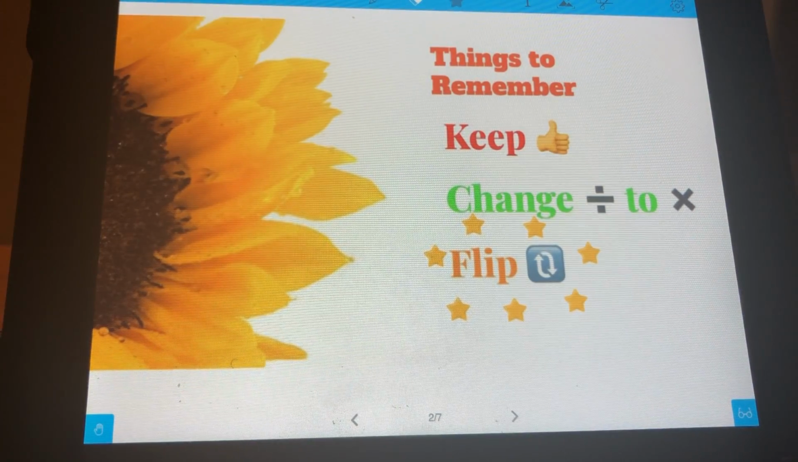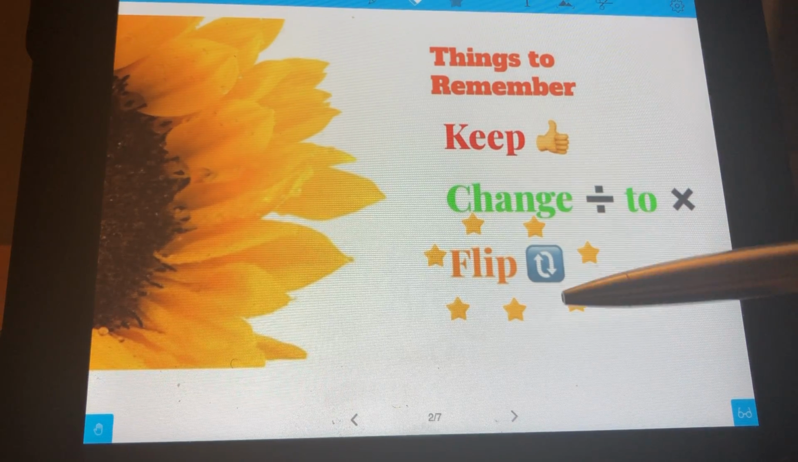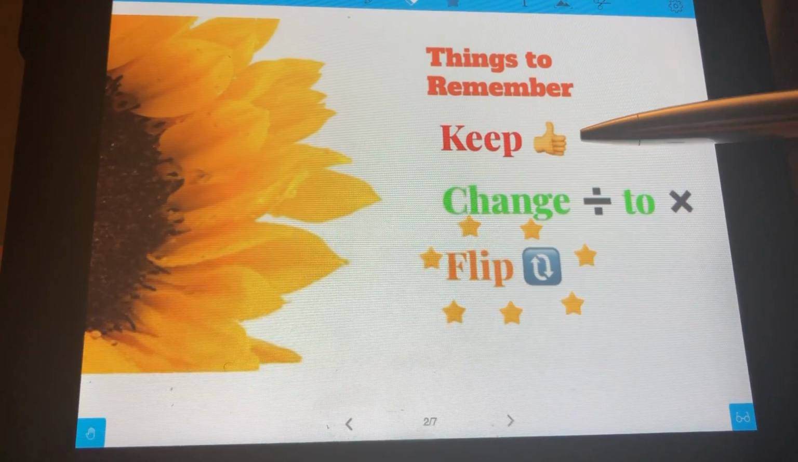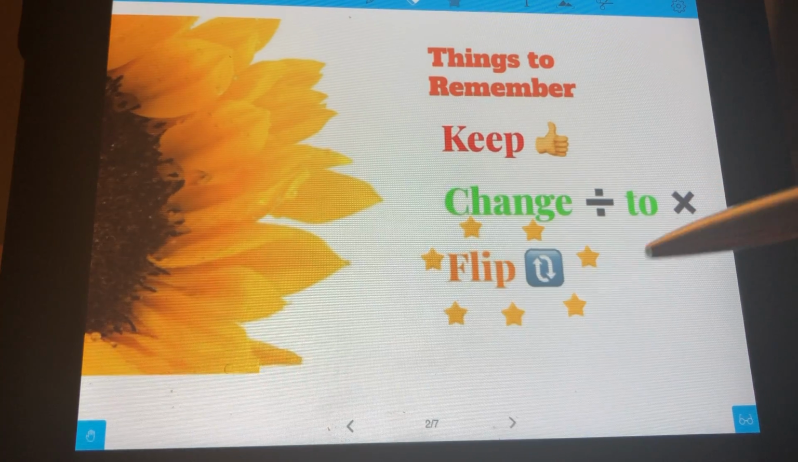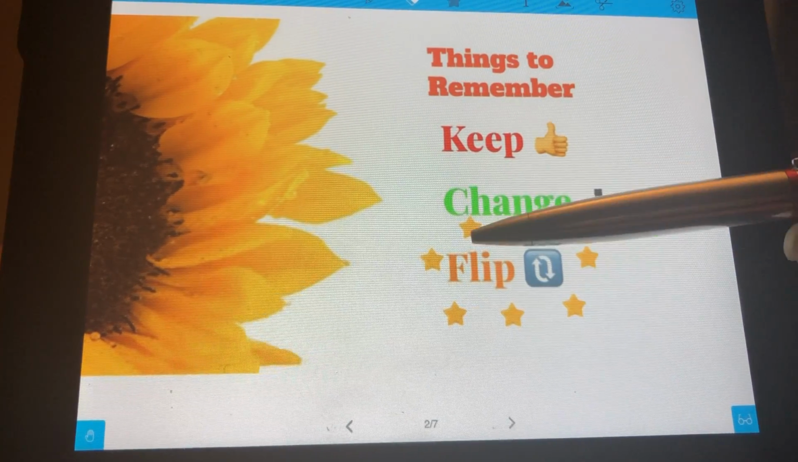So, whenever we're dividing fractions, you know what to do. These are our 3 key steps that we have been practicing for a couple weeks now. We got keep, change, and flip. So remember to keep that first fraction, change the division sign to multiplication, and flip that second fraction.